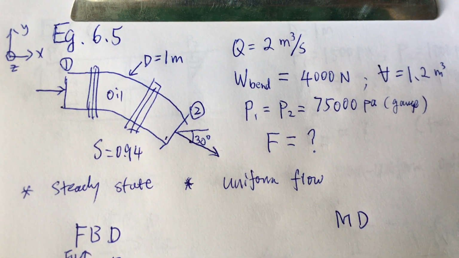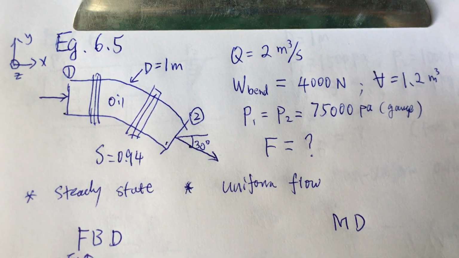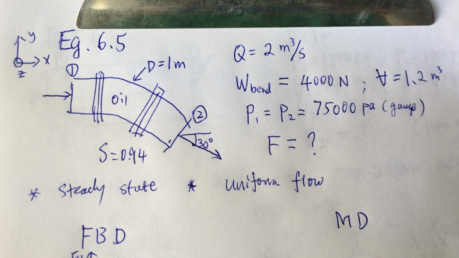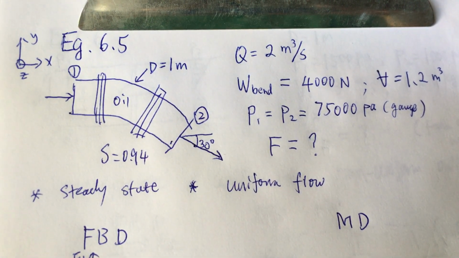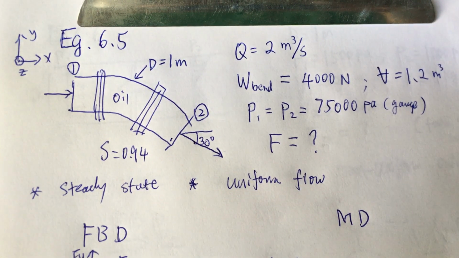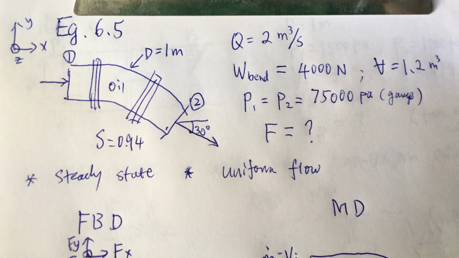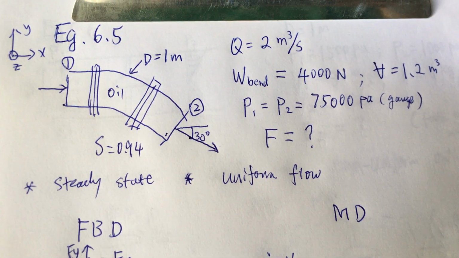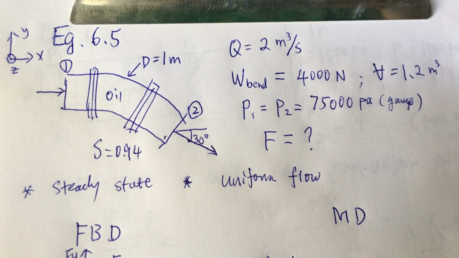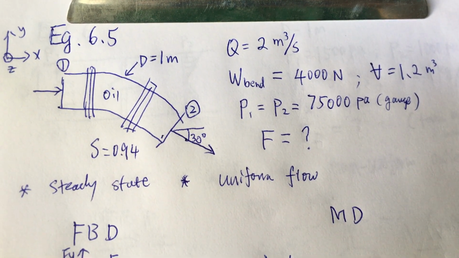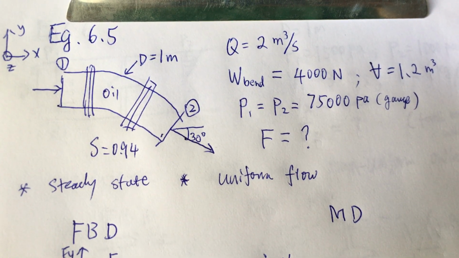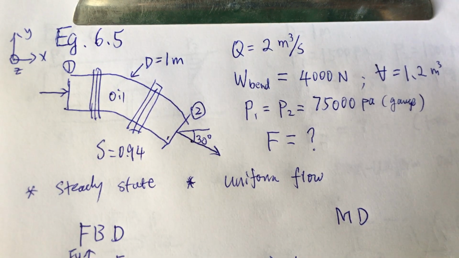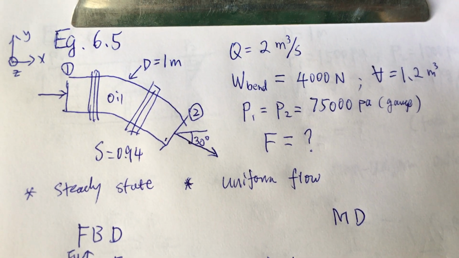Inlet and outlet, section 1 and 2, right? The flow rate is 2 cubic meters per second. You know, conservation of mass, flow rate in and out is the same. So both inlet and outlet have the same flow rate, so you should be able to calculate the velocity, right? The weight of the bend without the oil, the empty weight, is 4,000 Newton. The volume of the bend is 1.2 cubic meters. So you should be able to calculate the weight of the oil.